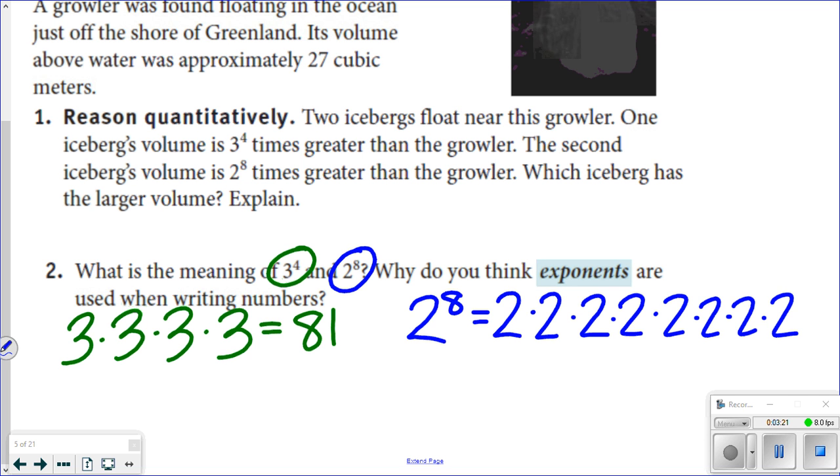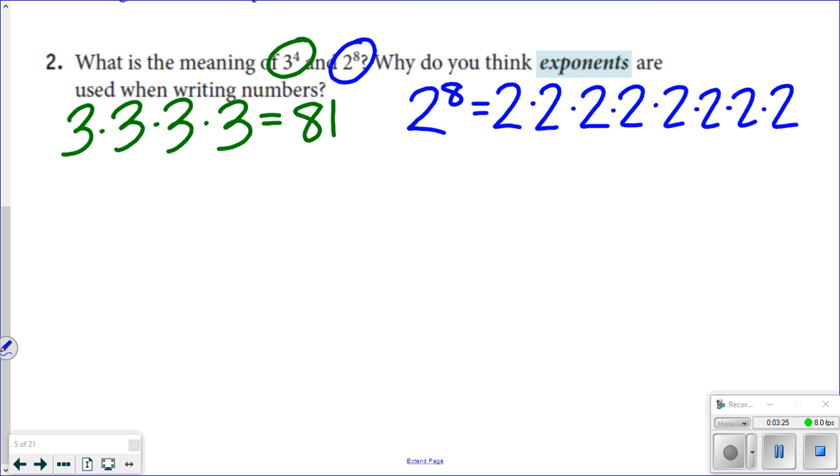And I want you to type that into your calculator. The answer is 256.